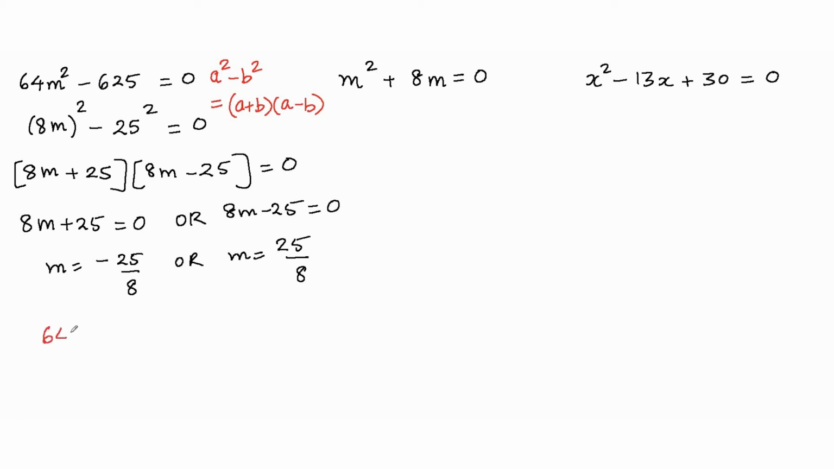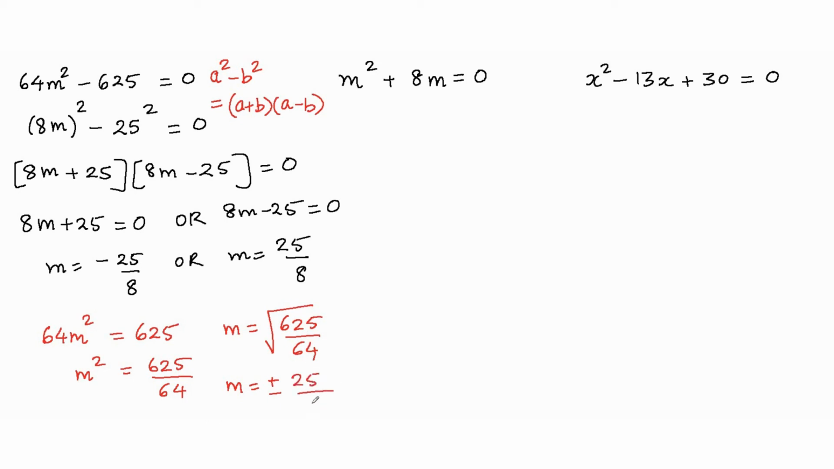I can also solve this as 64m² = 625, that is, shifting the 625 to the other side. Or I can say m² = 625/64. Taking the square root, m = ±√(625/64), root of 625 is 25 and root of 64 is 8, right? Therefore, the value of m is either +25/8 or −25/8.